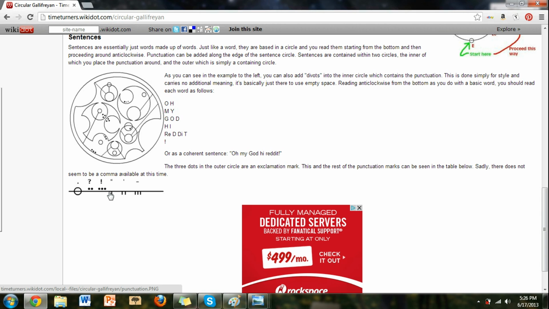Just look at this punctuation here. This is sentence punctuation. These three are an exclamation point. If there had been two, question mark, this circle in the middle of the ring, or with the line going through the middle of it, period, same thing.